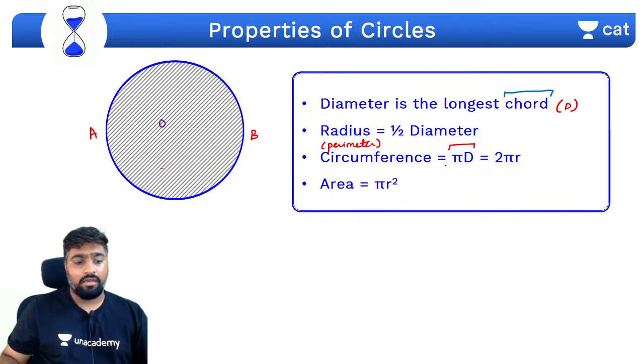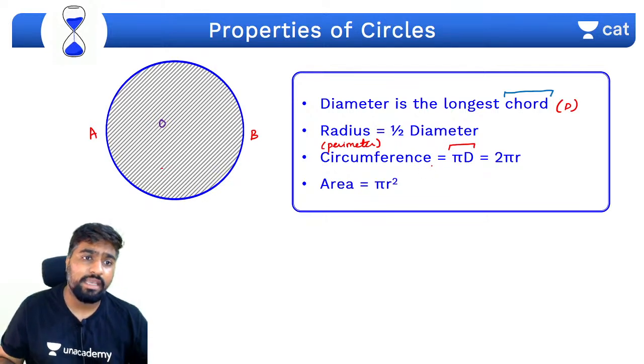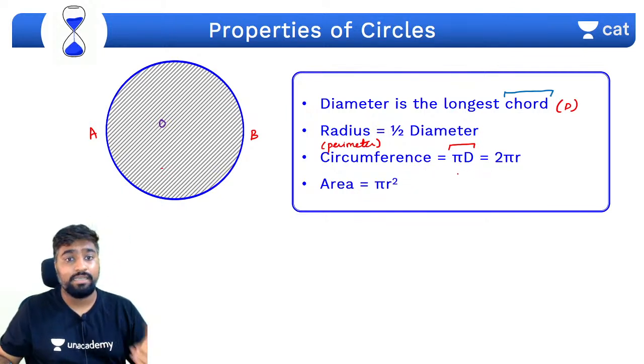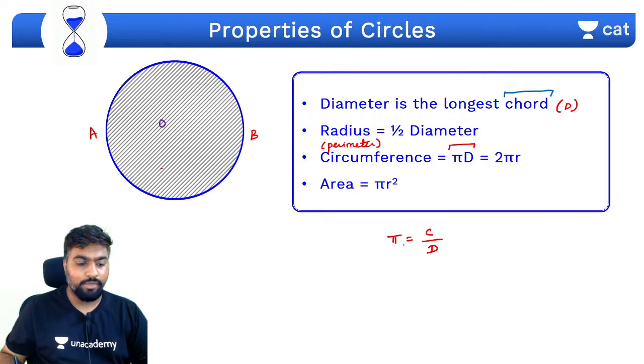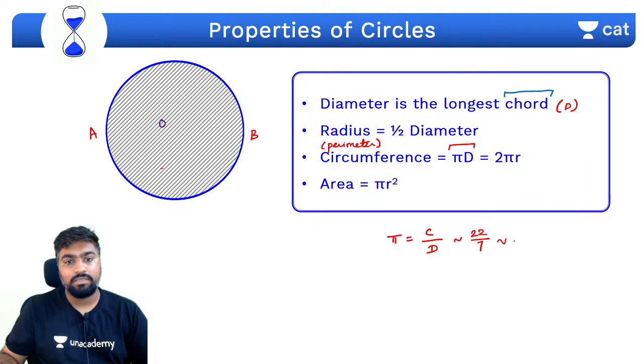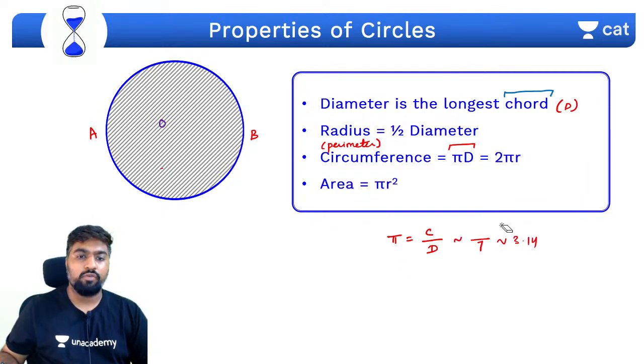Yes, it's not like the value of circumference comes from pi d. It's the other way around, right? Pi is basically the circumference of a circle divided by its diameter. I hope you are understanding this, right? The value of pi is the circumference of a circle by d, which is approximately 22 by 7, which further is approximated to 3.14, correct?